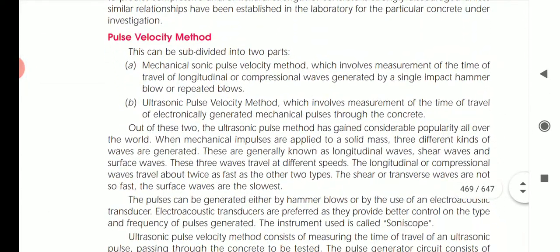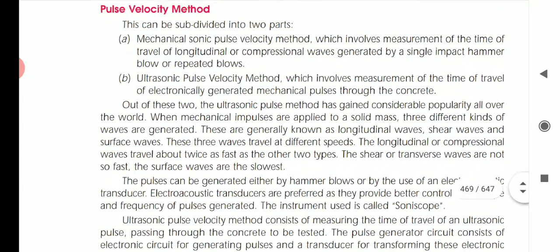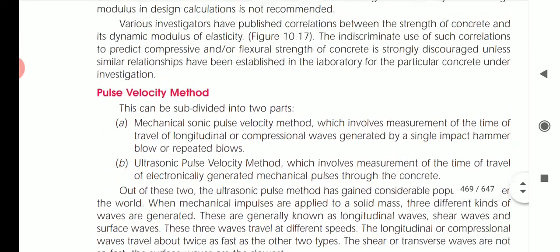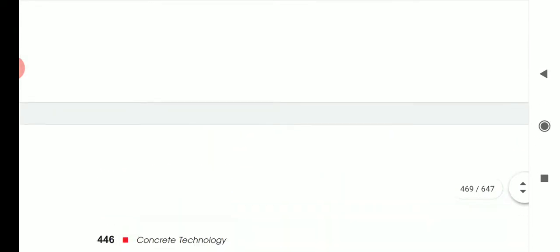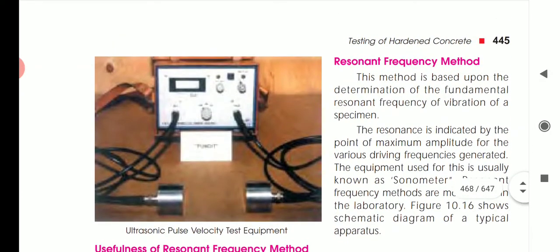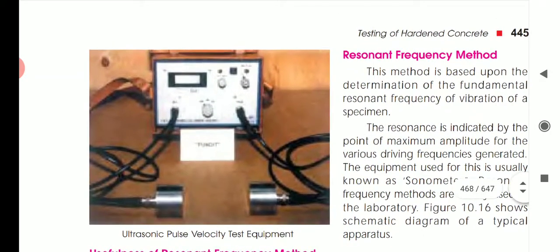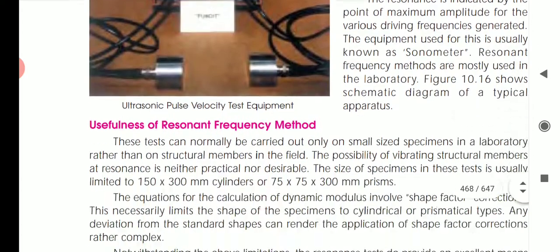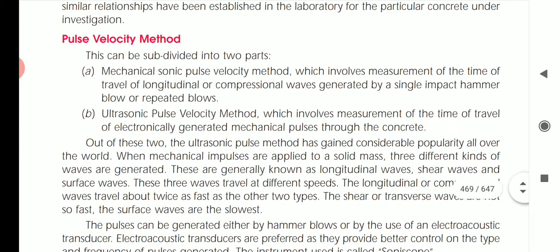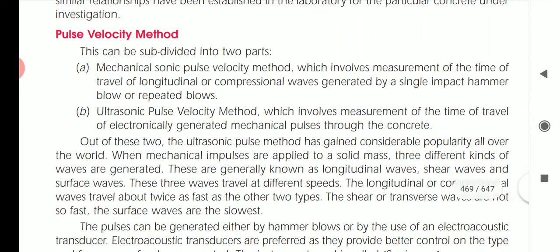Other than this, we have one more test called the pulse velocity method, the ultrasonic pulse velocity method. The picture shown previously is the ultrasonic pulse velocity test equipment. Remember this picture, I'll come to the point. This can be subdivided into two parts: the mechanical sonic pulse velocity method and the ultrasonic pulse velocity method.